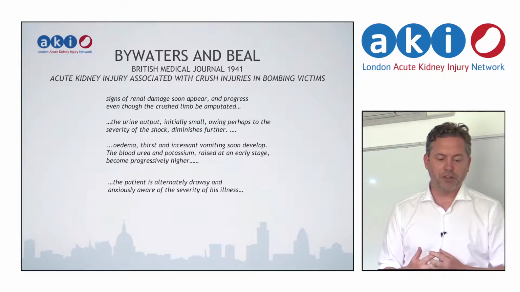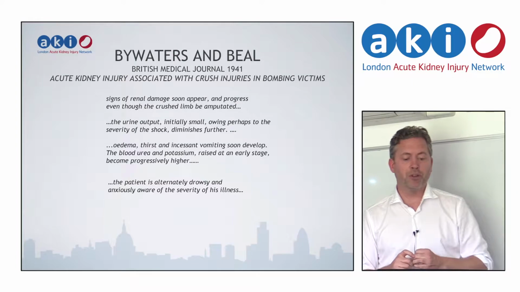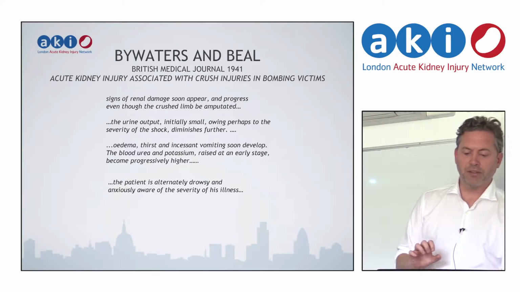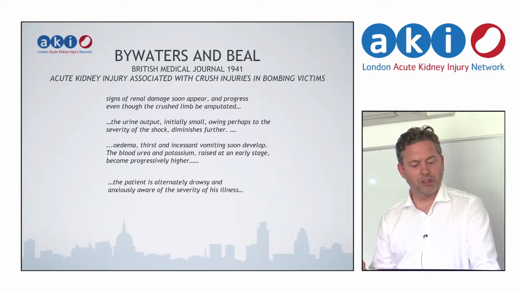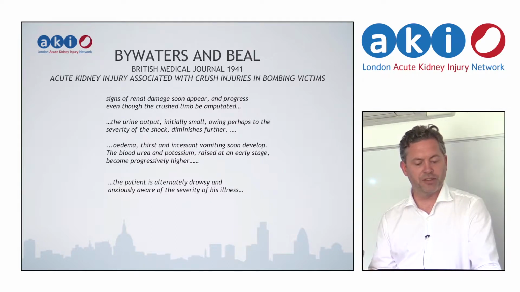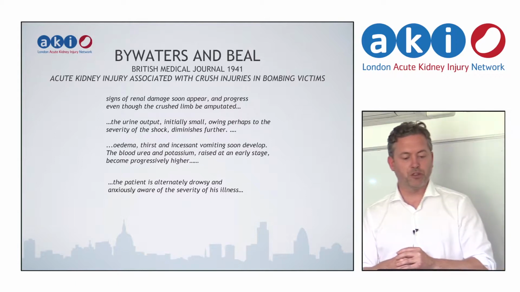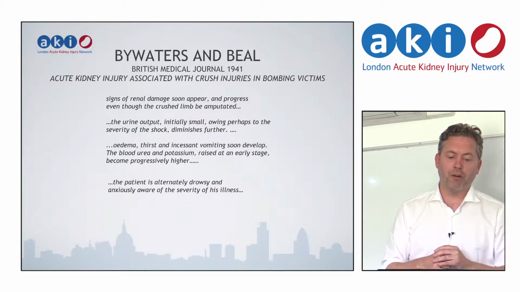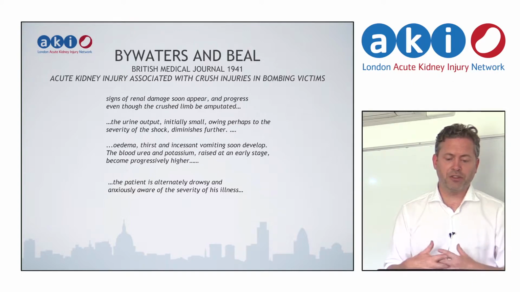A very nice description: "Signs of renal damage soon appear and progress even though the crushed limb be amputated." So these patients have undergone surgery. The crushed limb has been removed, yet the renal injury progresses and is sustained. "The urine output, initially small, owing perhaps to the severity of the shock, diminishes further." So in spite of attempts to resuscitate these patients, urine volumes were not restored.